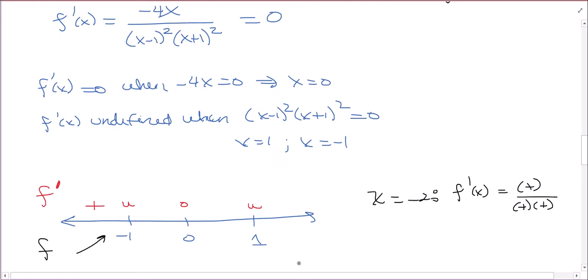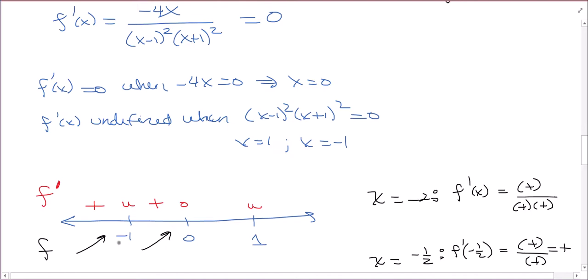Something between -1 and 0, you can pick -1/2, right? So then f prime of -1/2 will have -4 times -1/2, so negative times a negative, again, is positive, and the bottom is always positive because of that square. So this is going to be positive. So the first derivative is positive there, which means the function continues to increase.